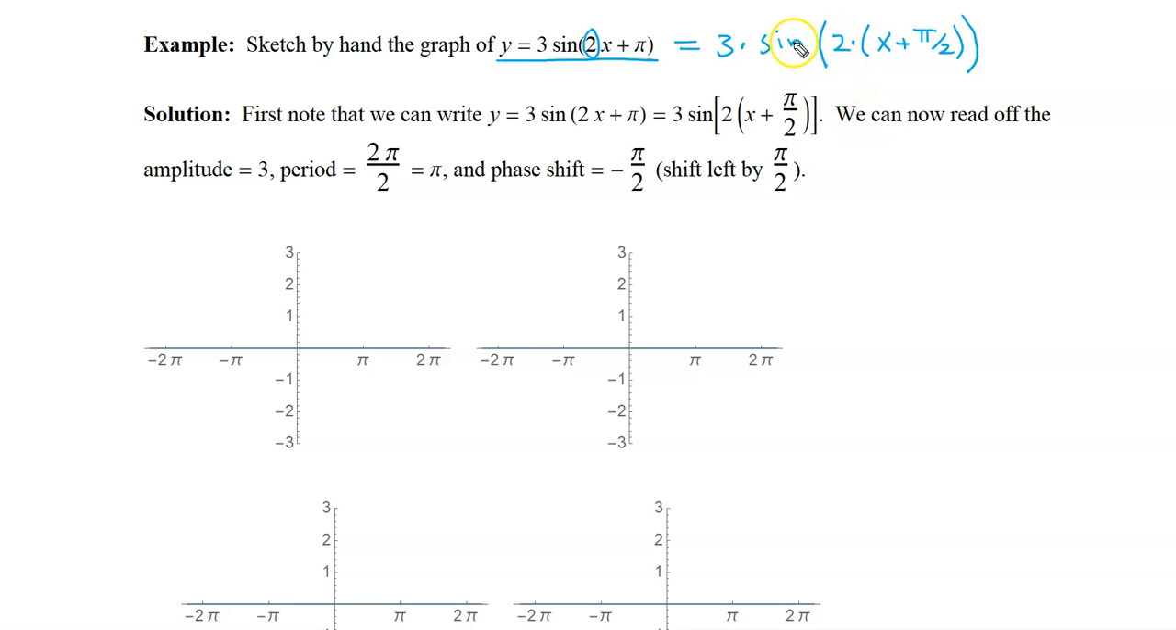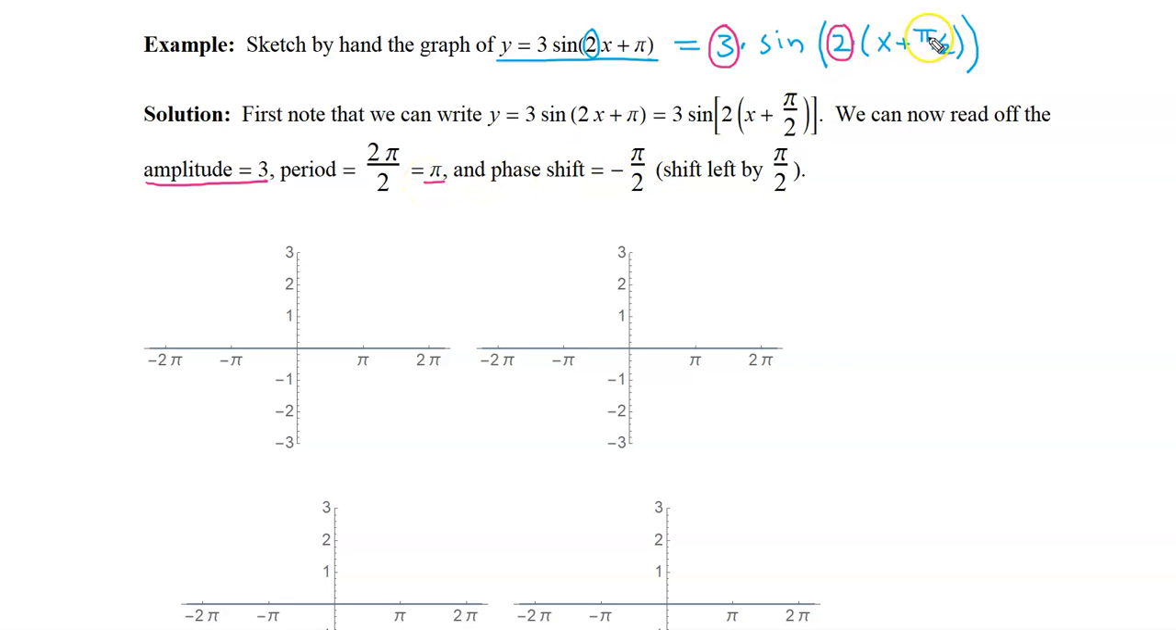Our amplitude is going to be the 3. That's going to be our amplitude. Our period is going to be 2 pi divided by the b. That's our b right there, the 2. So 2 pi over 2 equals pi. So there is our period.